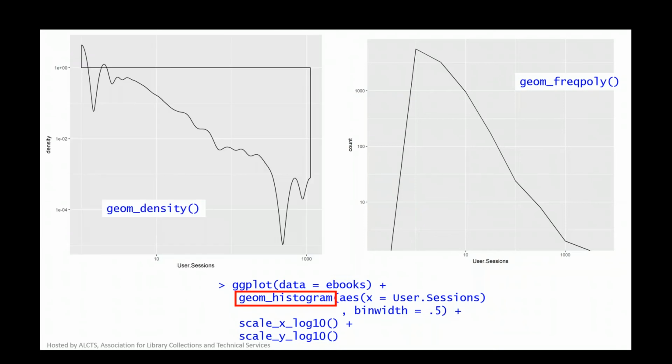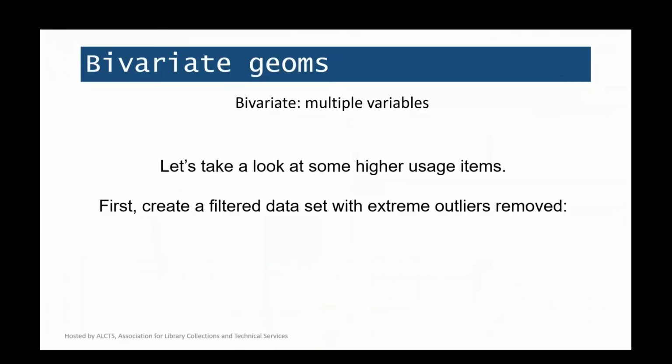Or I can replace it with what's called geom density. The point I really want to emphasize is that each of these shows us a different aspect of our data, and that can be incredibly insightful. So it's worthwhile to experiment with different geoms and see if you can discover insights. And all you have to do is swap out that argument. All right, that's univariate geoms.